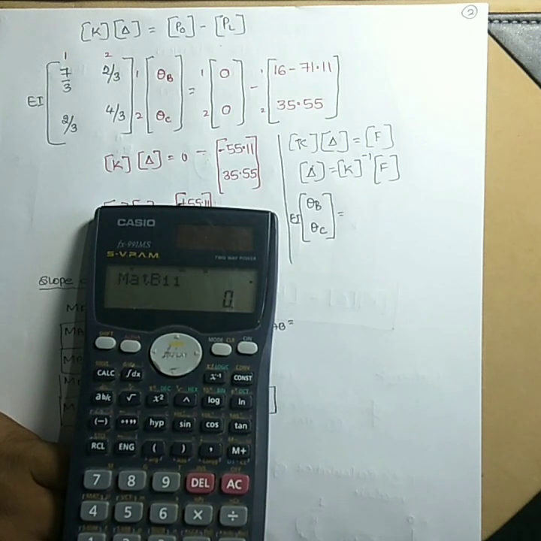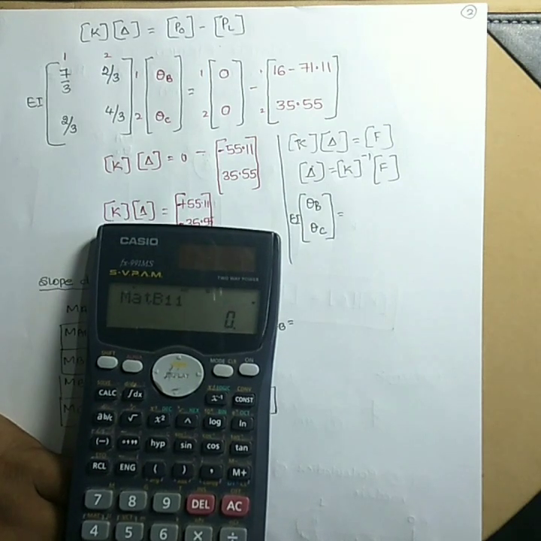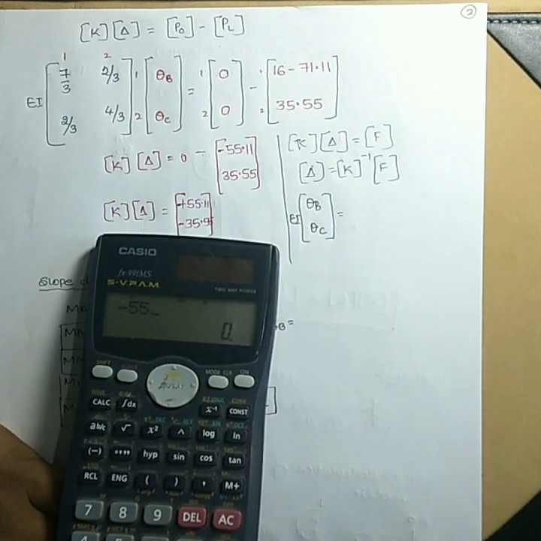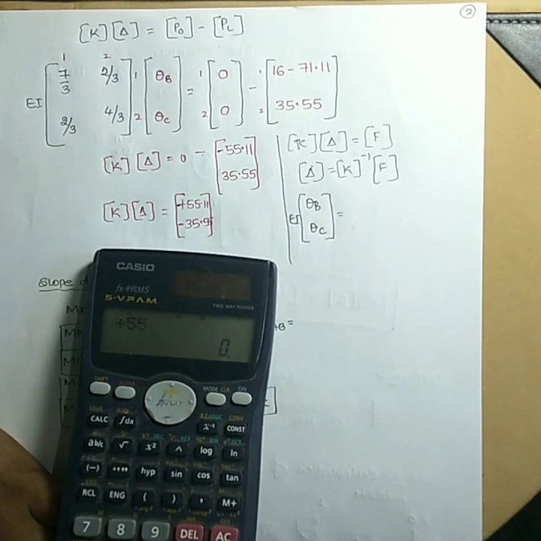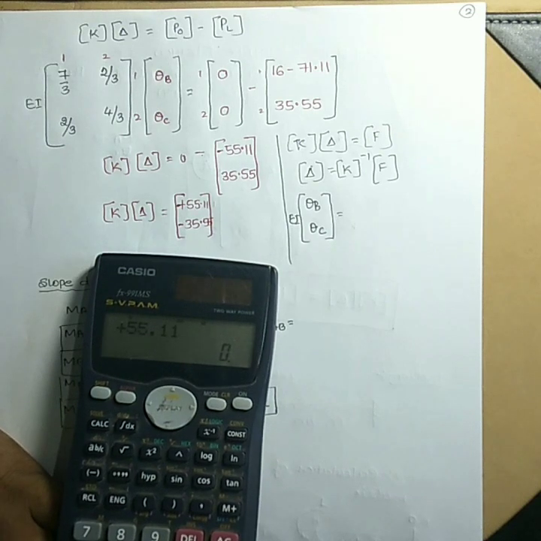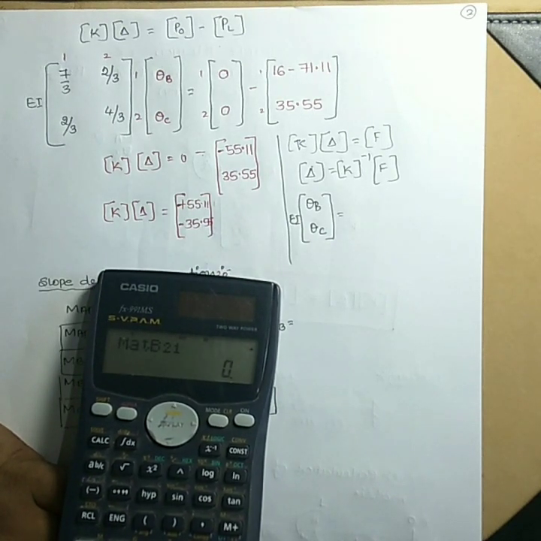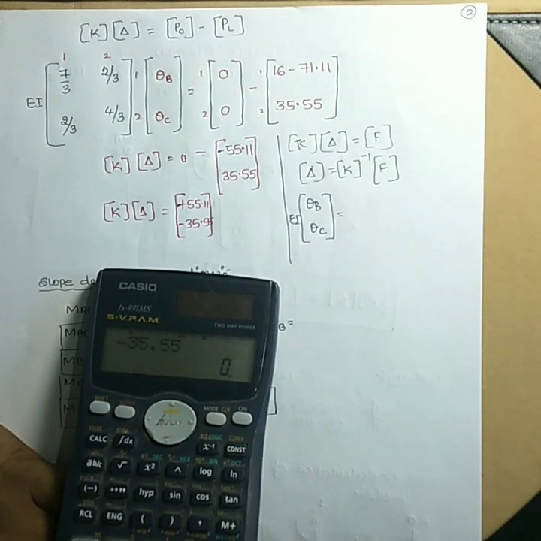Okay, it will ask for first matrix. My first matrix element is minus 55. Sorry, it's not minus, it is plus 55.11, and the second matrix element is minus 35.55. So we already stored now. Now what you can do is direct calculation.